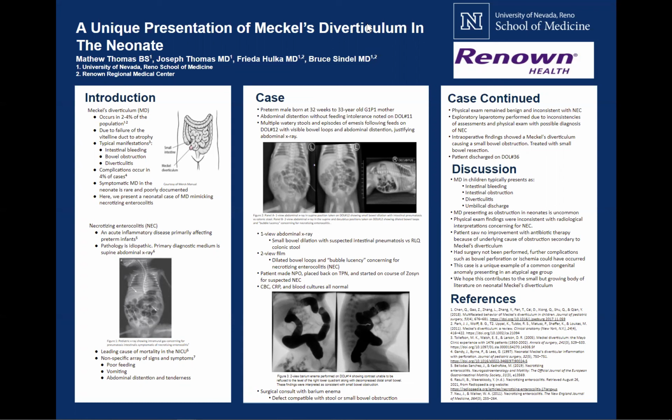In this particular case, a 32-week male infant with unremarkable pre- and perinatal history developed isolated abdominal distension on day of life 11, while on a full TPN diet. They subsequently had diarrhea, emesis, and visible bowel loops on the following day. Abdominal x-ray showed dilated bowel loops and a, quote, bubble lucency, end quote, concerning for NEC.